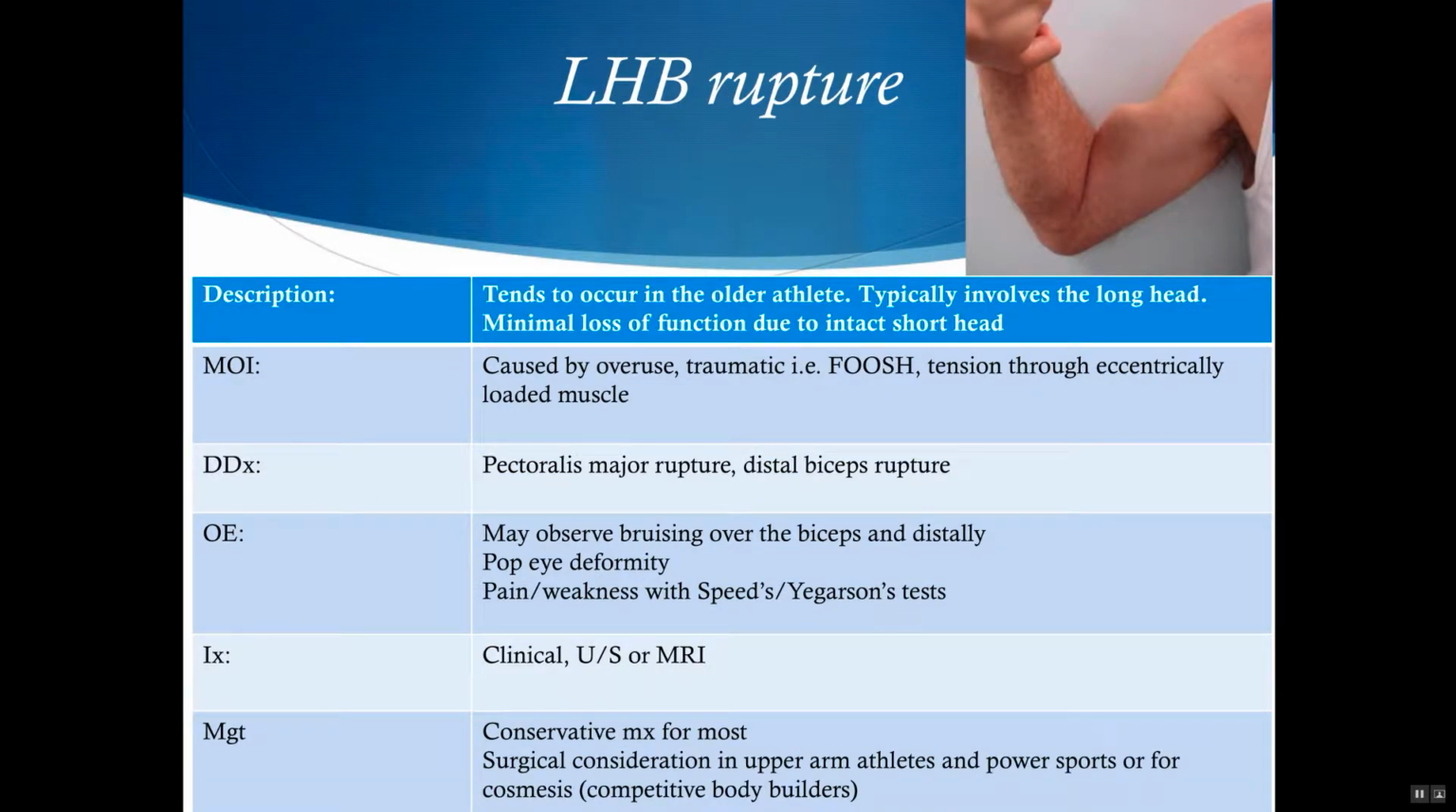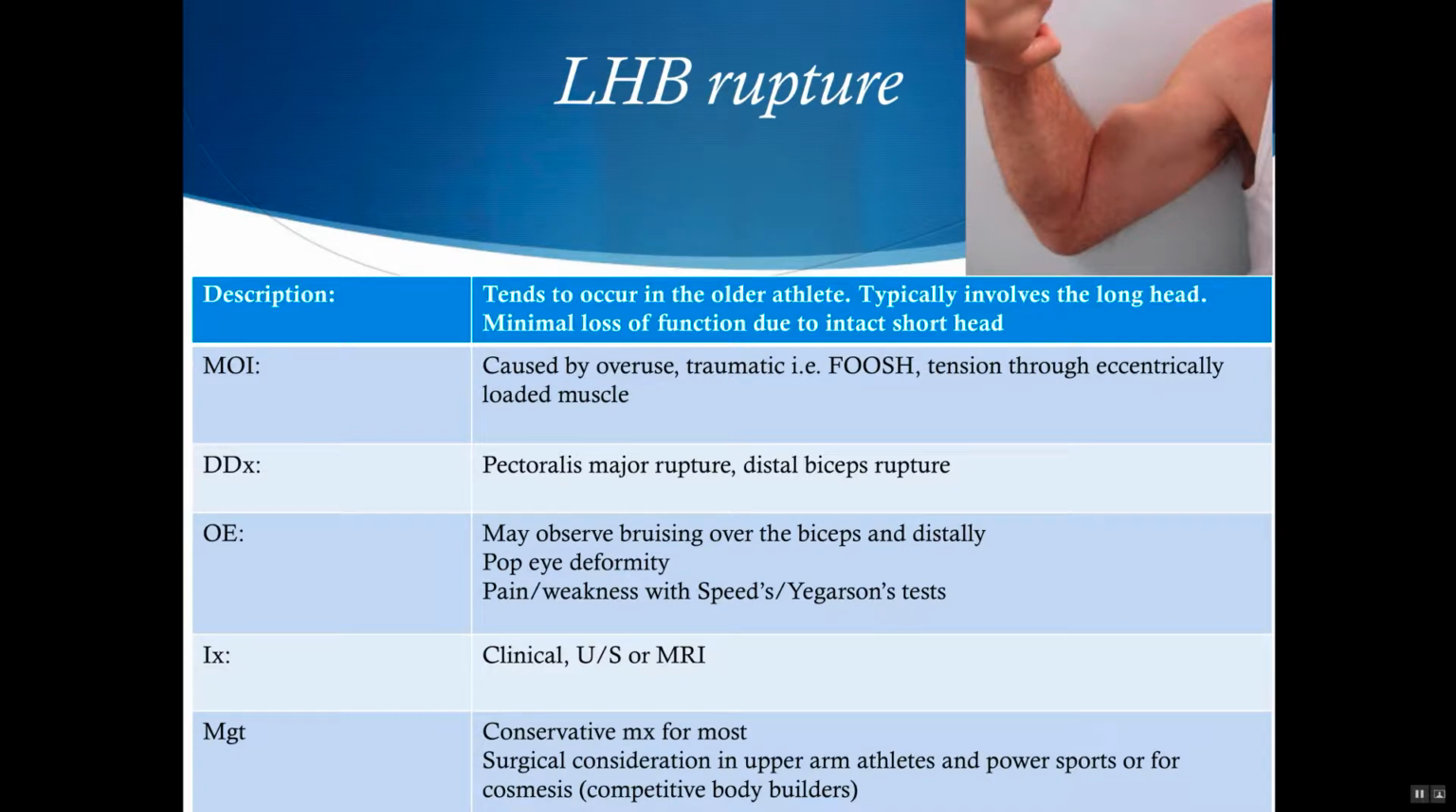In a not too different vein, we'll talk about ruptures of the long head of the biceps. These tend to occur mostly in older athletes. Typically, it involves the long head of the biceps rather than the short head, and there's usually very minimal loss of function in most people due to an intact short head of the biceps. Again, this can be caused by overuse, which leads to weakening of the tendon and eventually rupturing.